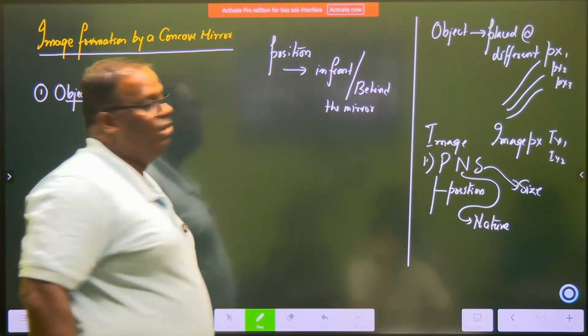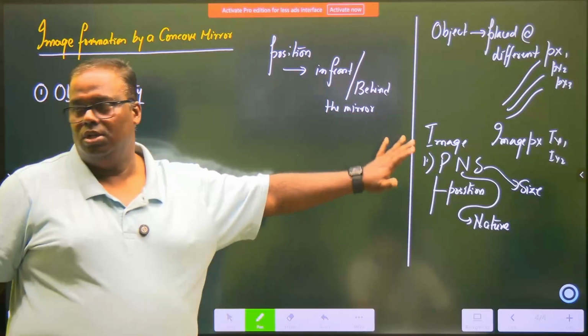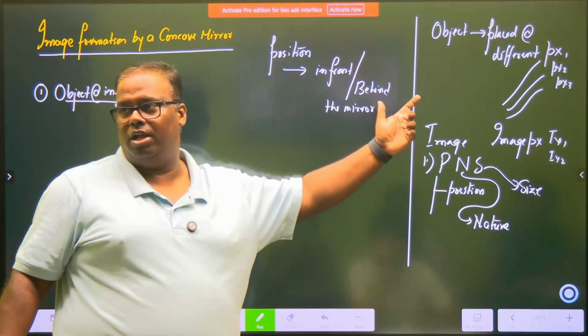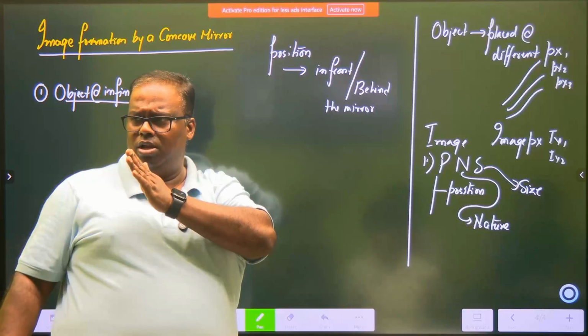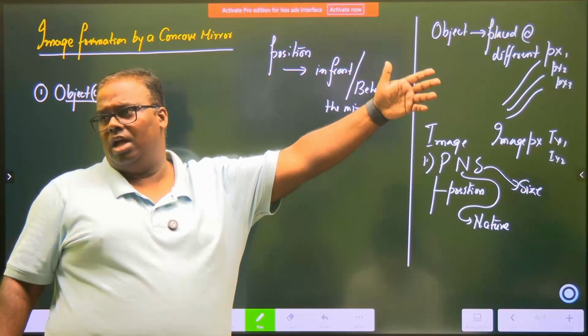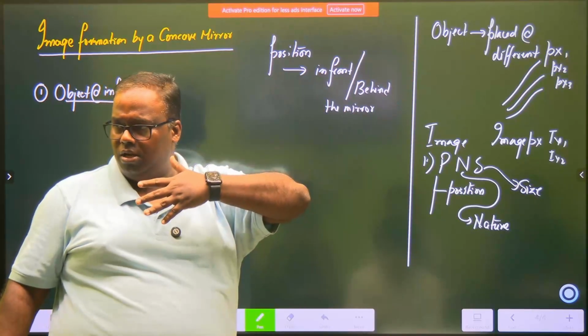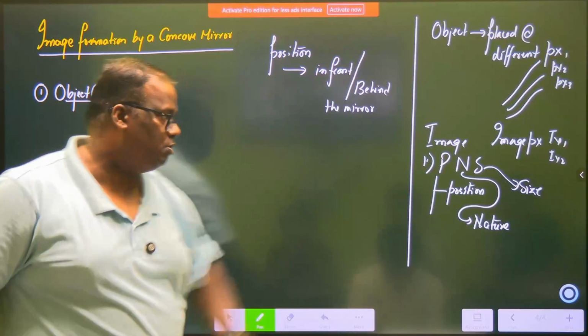Anyway, the object, you know where it is. This is what we are going to do. You have to comment whether it is in front or behind. We kept a position px1. We got an image ix1. And that image is now behind the mirror or in front of the mirror. This is what we have to speak.